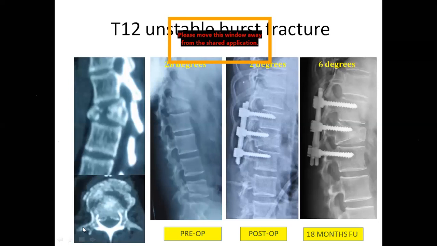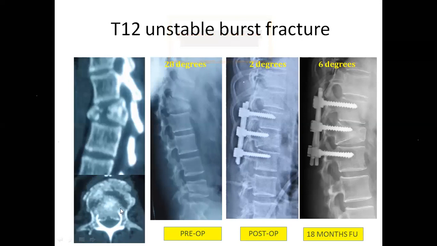Pedicle connects the posterior arch to the vertebral body. You see, the pedicle is not fractured. The pedicle is intact. So when the pedicle is intact, we can put a pedicle screw into the fractured vertebra also. So what we have done, we have put pedicle screws at T12 and L2. And at L1, we have used a small screw into this pedicle.